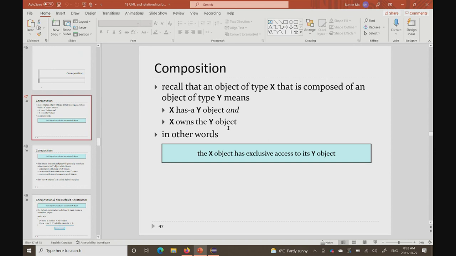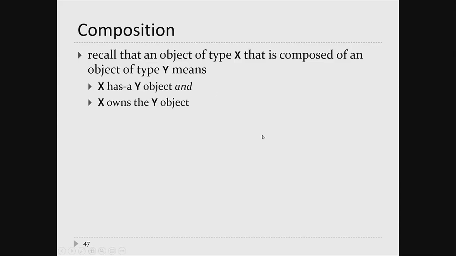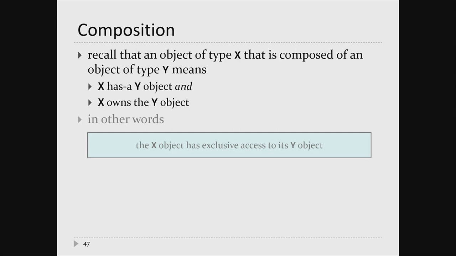Okay. Now remember in composition, if X is composed of Y, that means X has a Y object. So there's a field of type Y inside the X class, but it also means that X owns the Y object. So composition is the strongest form of association. Composition implies ownership, and that means X needs exclusive access to its Y object.